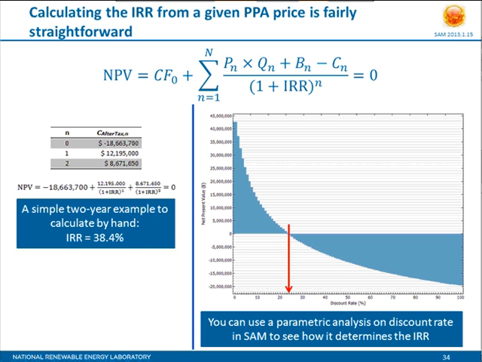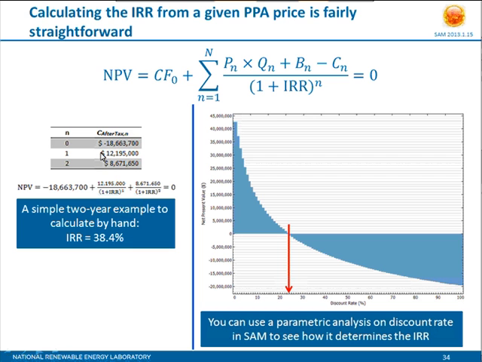So let me just spend a minute talking about the solution modes and what's happening mathematically. When you give SAM a PPA price, it's pretty easy for it to calculate the internal rate of return. It just basically creates a graph like this, and then it looks up the discount rate. And it's numerically fairly straightforward to do that.